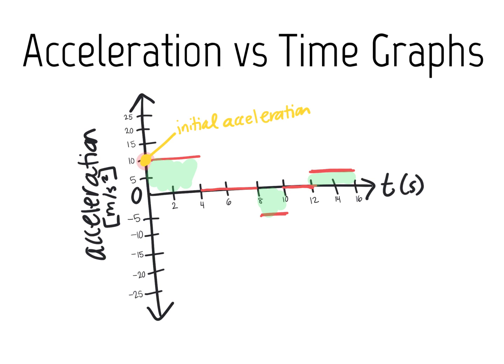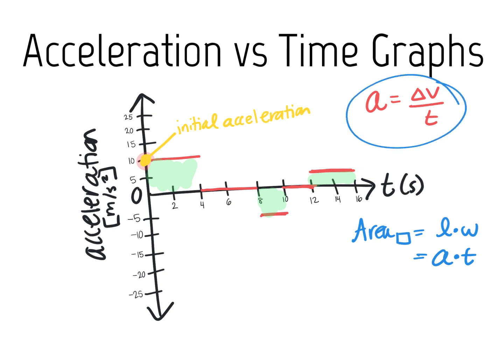The area under the graph will be our most important thing on an acceleration versus time graph. Acceleration is the change in velocity over time. Well, on these, they're all rectangles. Area is length times width. So here we would say acceleration times time. If we look at those two equations, they're the same version. So in this case, our area is going to tell us our change in velocity.